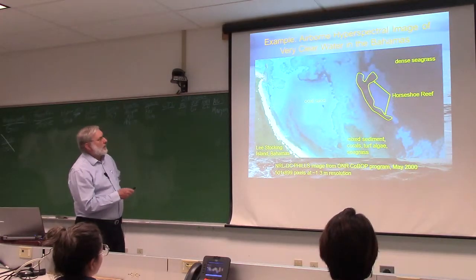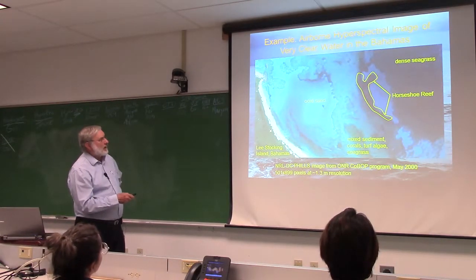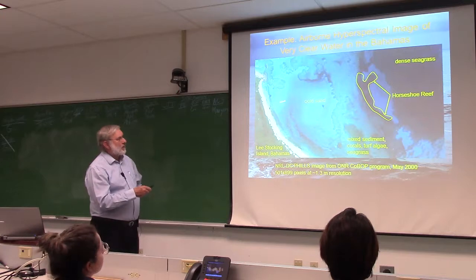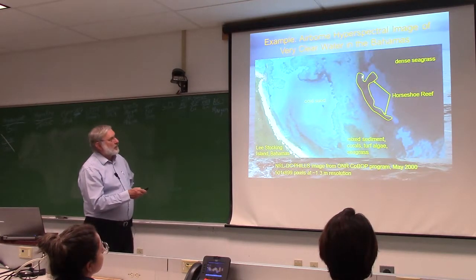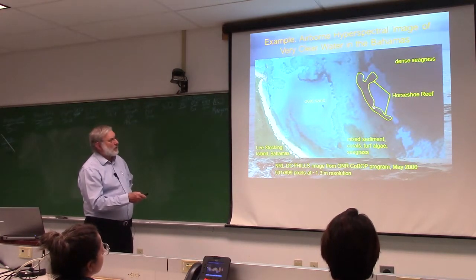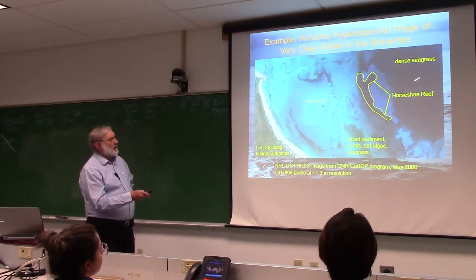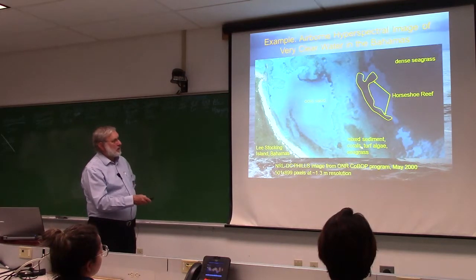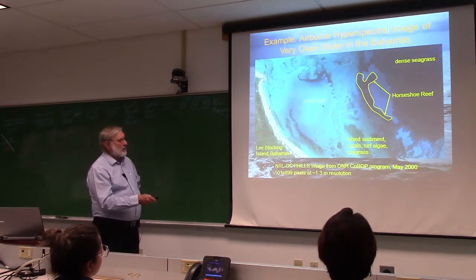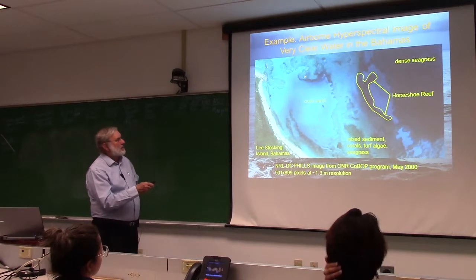Okay, here's another area. This is Lee Stocking Island. There's an area here that's what's called ooid sand. There's an area out here that's coral reef. It's called Horseshoe Reef. There's areas past that that are dense seagrass beds. There's areas in here that are mixtures of sediments and corals and turf algae and seagrass and so forth.